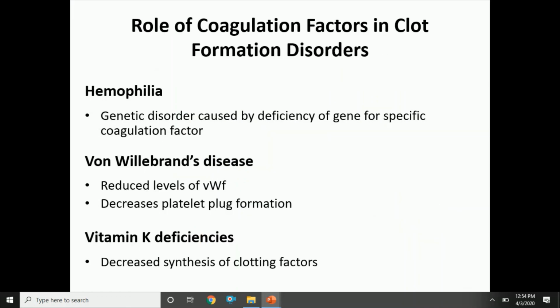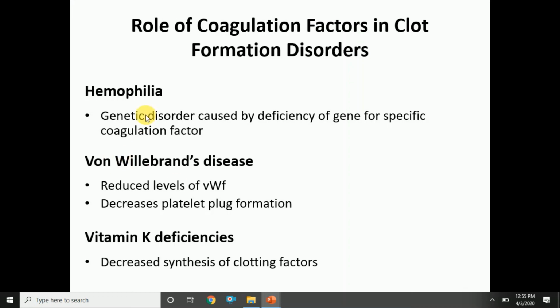Now, what is the role of coagulation factors in clot formation disorders? We already talked about the effect of having liver failure and how the liver is responsible for producing all of the clotting factors and helps in the absorption of vitamin K. So liver failure patients will definitely have bleeding tendencies. Now, these are other things.